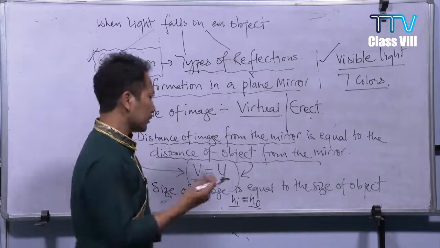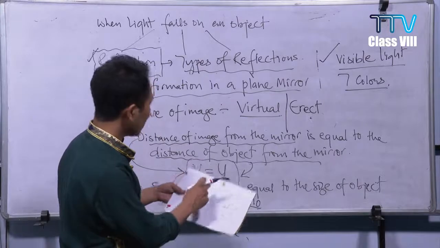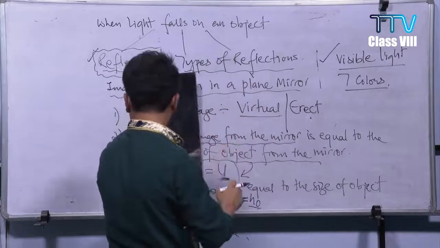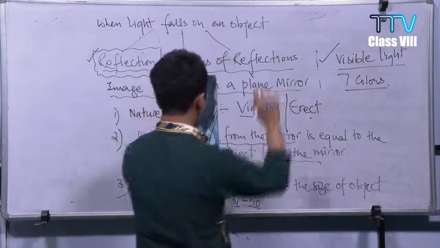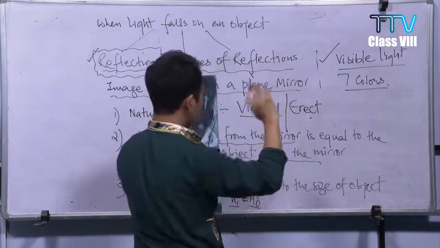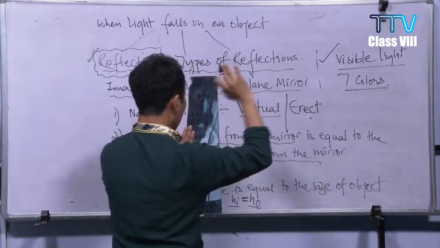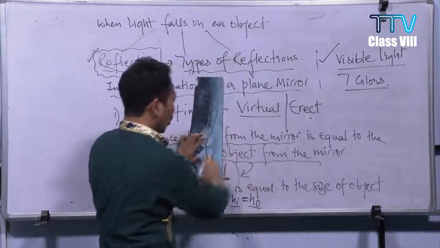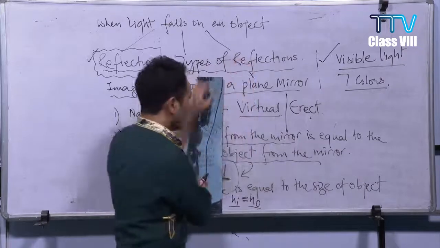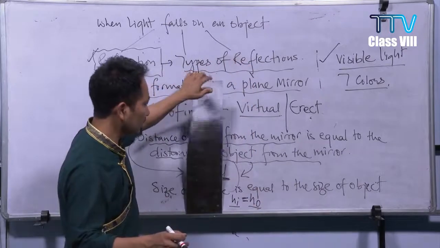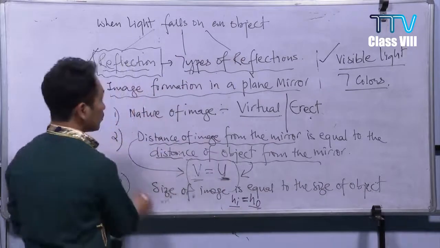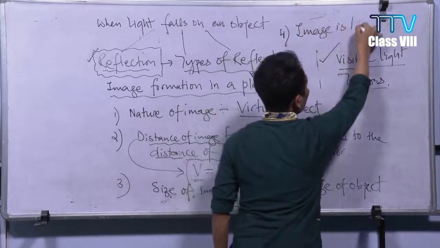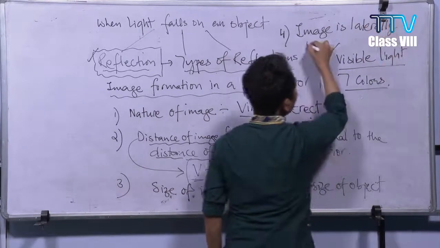Let's say this is a plane mirror. If I raise my right hand, then in the image the left hand is raised. So the object's right hand appears as the image's left hand. This is called lateral inversion. The image is laterally inverted.